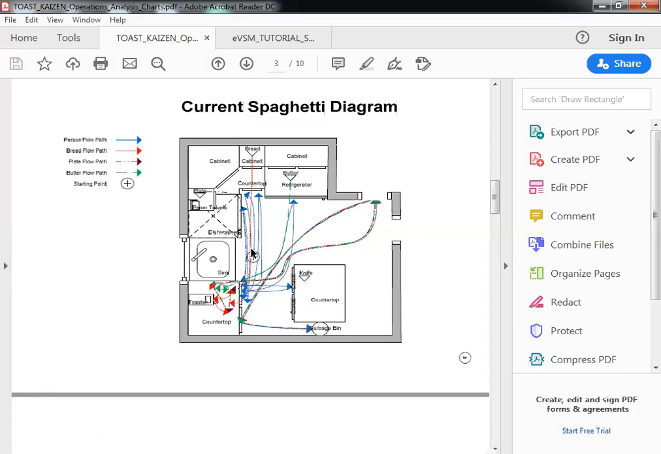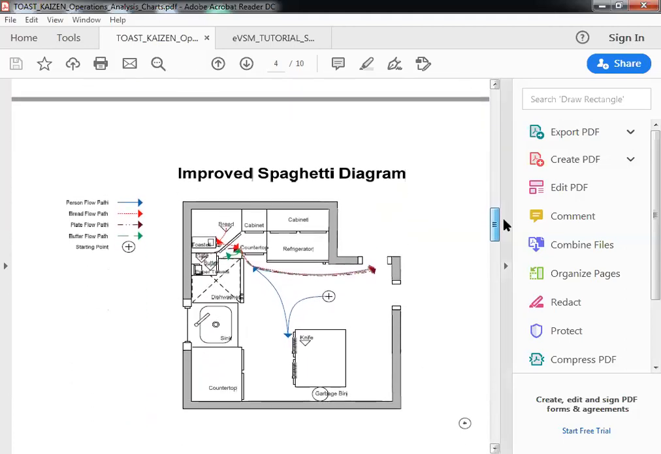So once again, remember all these operations analysis charts are connected to each other. The spaghetti diagram basically helps you to visualize all the transportation steps in the flow process. Okay, so that's the second chart which you create. Here's the improved spaghetti diagram.